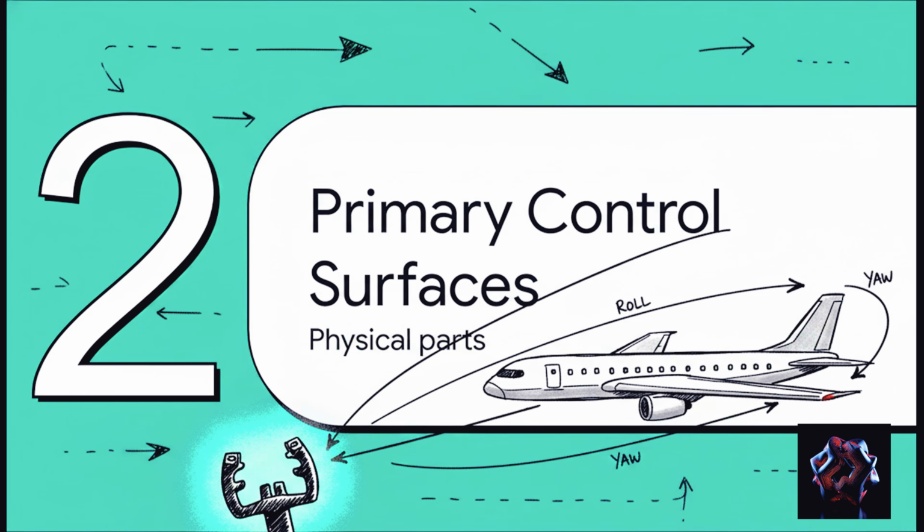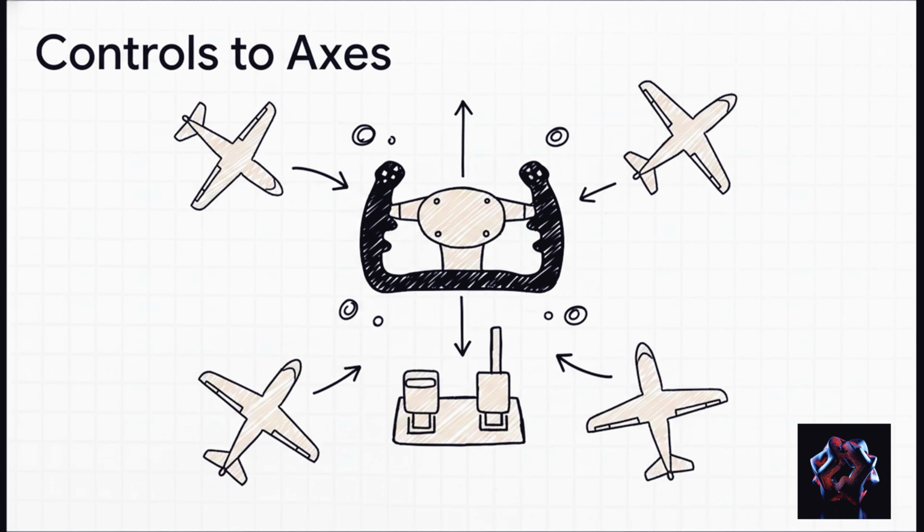Moving right along to Section 2, primary flight control surfaces. Let's translate those invisible axes we just talked about into physical parts, the stuff you'll actually be moving from the cockpit. So the crucial takeaway here is that each axis of motion is commanded by a very specific aerodynamic device on the wings or tail, and those devices are linked straight to your controls. To control your roll, you turn the yoke left or right, which moves the ailerons. To control your pitch, you push or pull the yoke to move the elevator. And for yaw, well, you press the floor pedals with your feet to move the rudder.